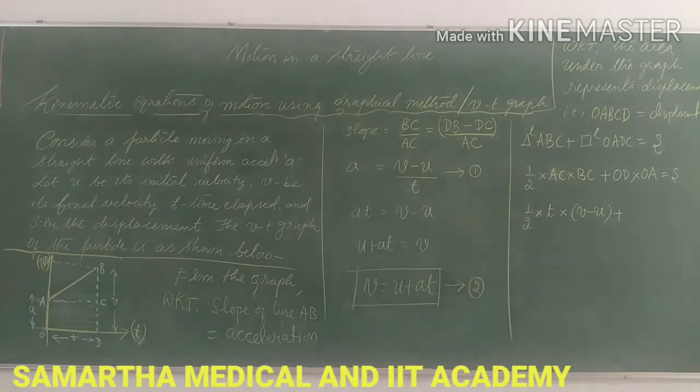Plus OD, what is OD? OD is also time, no? OD is also time. Into next, what is OA? OA is U. S is equal to, or in other words, what I will write is S is equal to, yes, I will write everything on the right hand side: UT, U into T, UT plus half into T into V minus U.